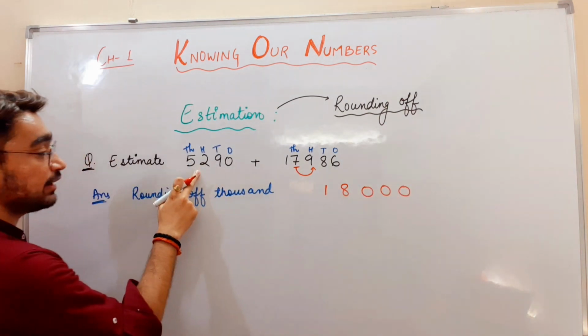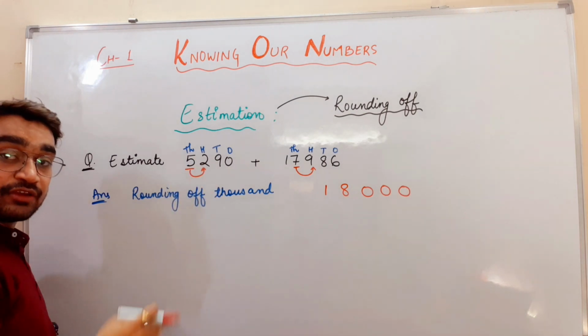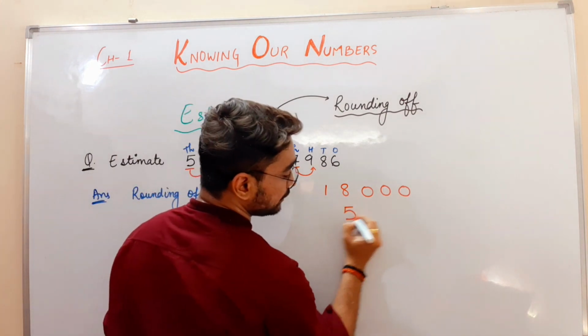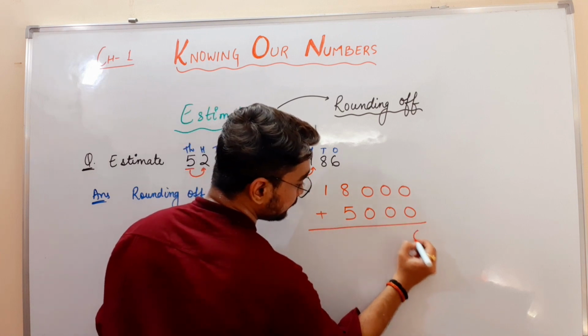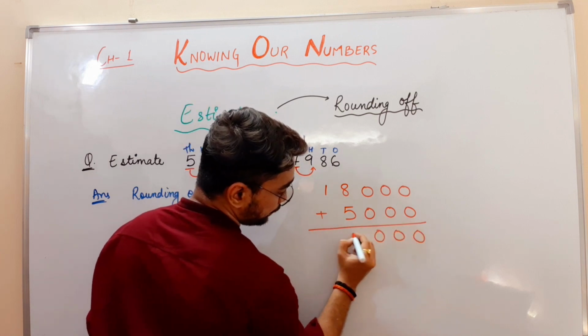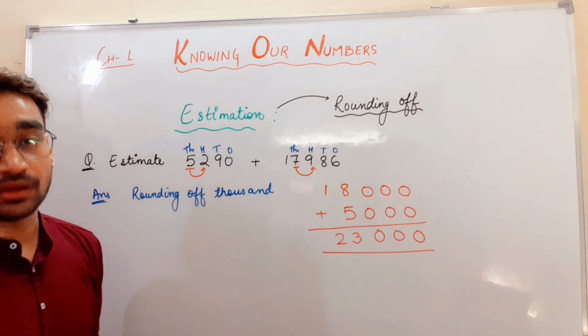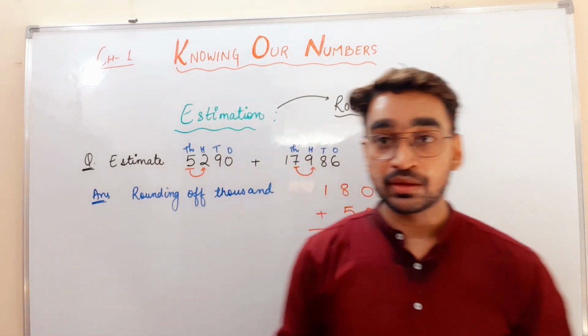Then what will be here in this case? I want to look at this number. If it is less than 5, we have to come back to the nearest 1000, that will be itself 5,000. Now I just want to simply add them. So estimated answer will be 23,000. It will be like the estimation or the estimated addition.